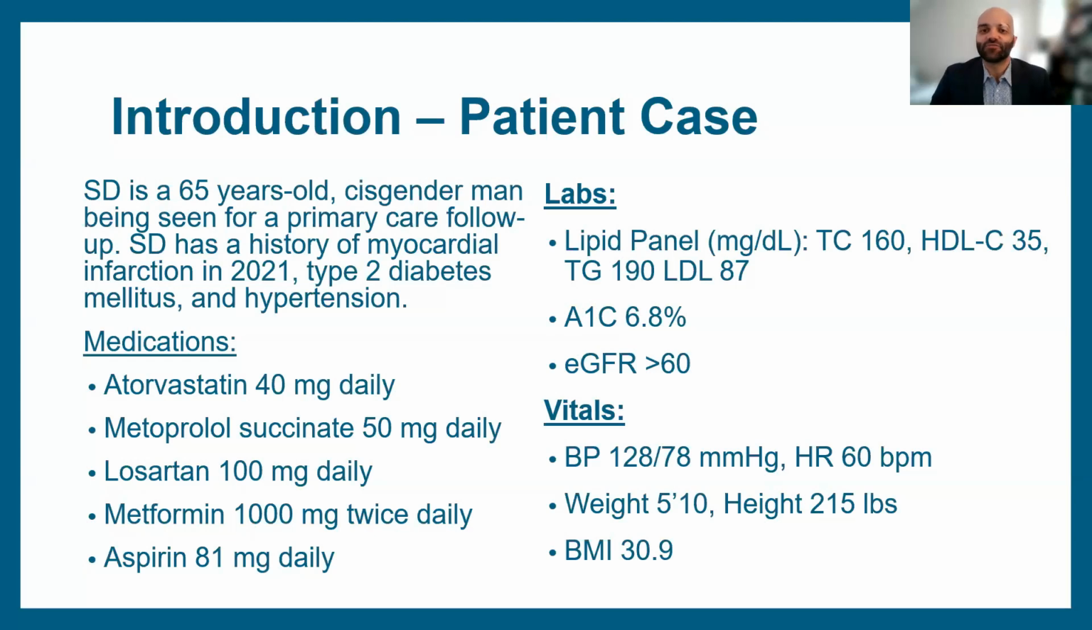So to set the stage for us, I want to paint a little bit of a picture. Let's imagine we have a patient, SD, a 65-year-old male who's been seen in primary care for follow-up, has a history of myocardial infarction in 2021 with type 2 diabetes and hypertension. Patient is taking atorvastatin 40, metoprolol 50 once a day, losartan 100, metformin twice a day, and aspirin. Looking at the lipid panel, the patient's LDL is about 87, an A1C of 6.8. Renal function looks great, and blood pressure of 128 over 78. The patient's BMI is about 30.9.